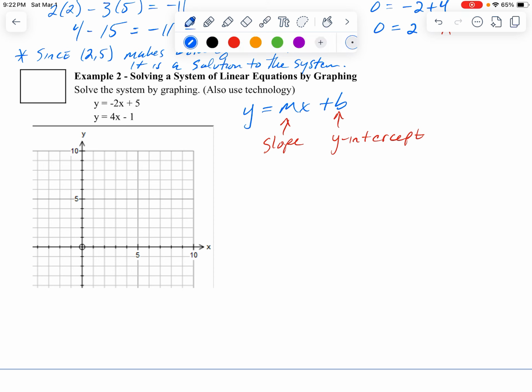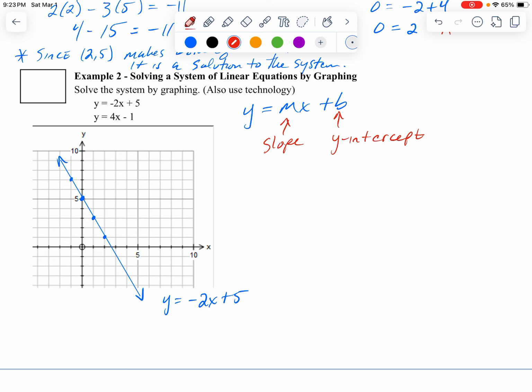So my y-intercept is 5, so I know I have a point right here at 5. My slope is negative 2, so that means I'm going down 2 and over 1. Down 2 and over 1. Notice I could work backwards as well. I could go back 1 and up 2. Either way works. And then we're going to draw a line through these points. And this is y equals negative 2x plus 5.